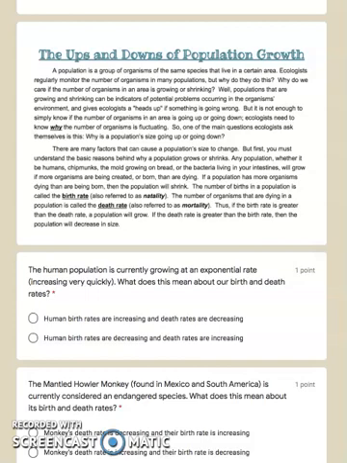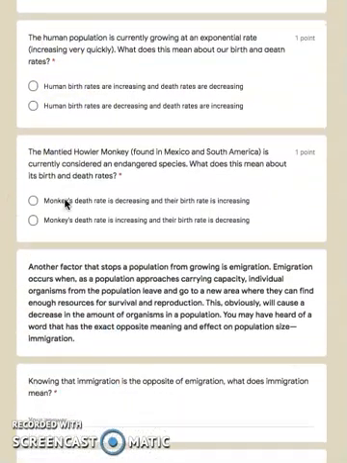The number of births in a population is called the birth rate, also referred to as nativity. The number of organisms that are dying in a population is called the death rate, also referred to as mortality. Thus, if the birth rate is greater than the death rate, a population will grow because there are more being born. If the death rate is greater than the birth rate, then the population will decrease in size because there are more deaths. Let's go ahead and go to this question.